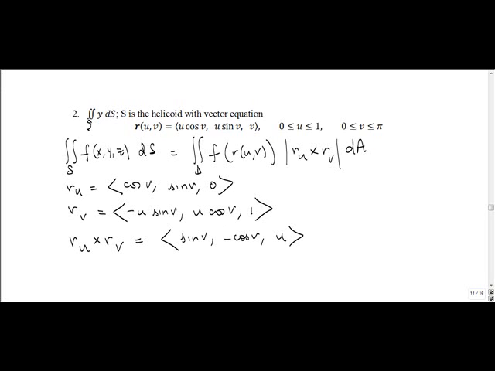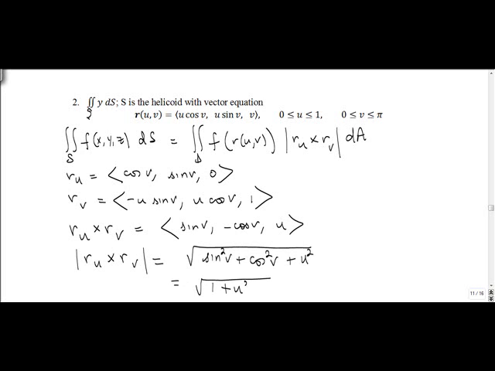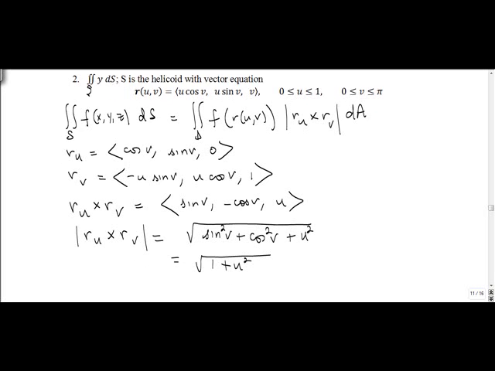Now what's the next step? Find the length. So the length of r u cross r v. Who would like to give me the working for that, please? Plus u squared. And what does that simplify to? Square root of what? 1 plus u squared. Okay. Good. So we have this part. We're almost there. What's the next step? You want to integrate.